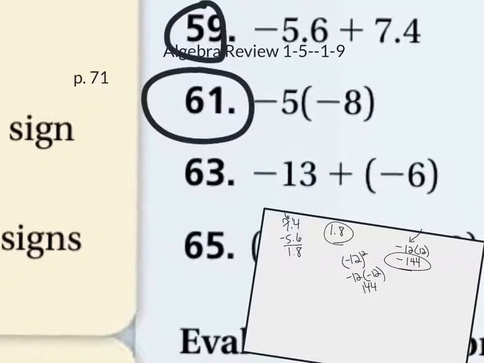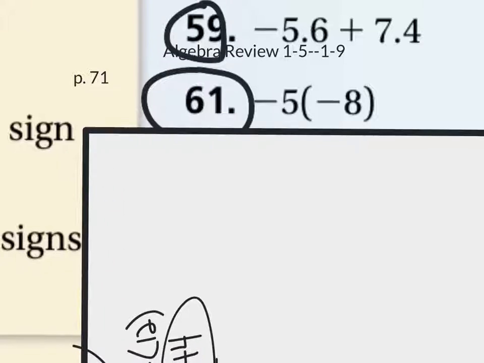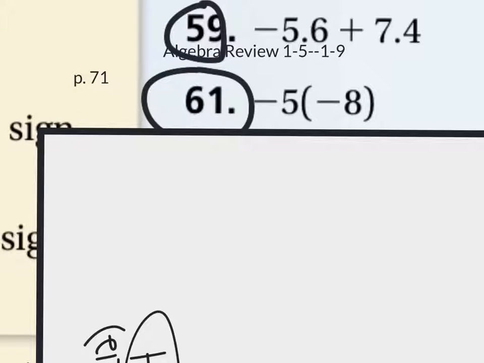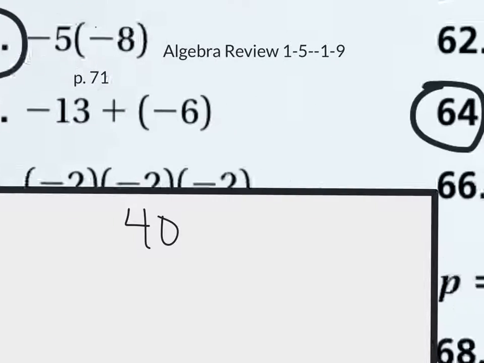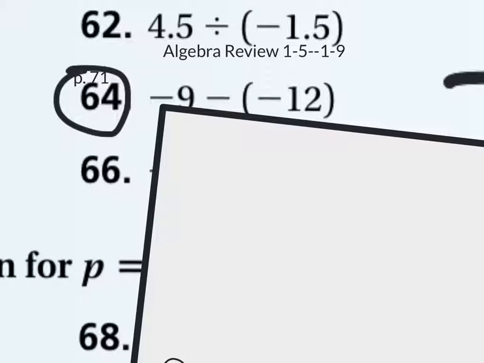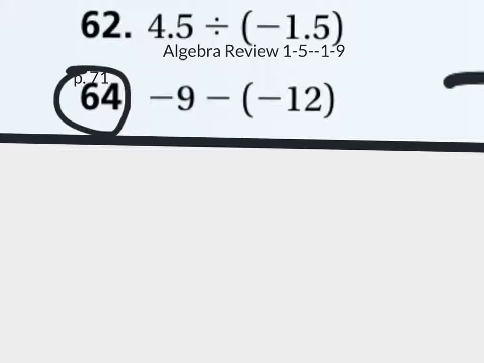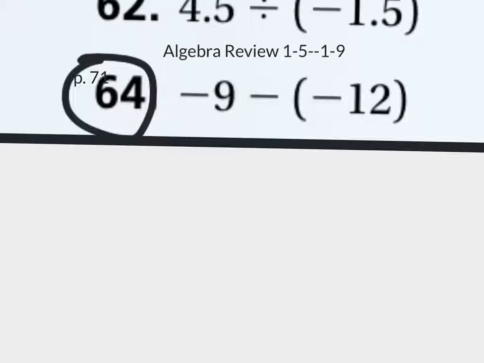61, we are just multiplying here. Negative times negative would be a positive, so that would be a positive 40. Number 64. Anytime with these subtraction problems, you can add the opposite if you want. Make your two sign changes in the middle. And that would end up being then a positive 3.